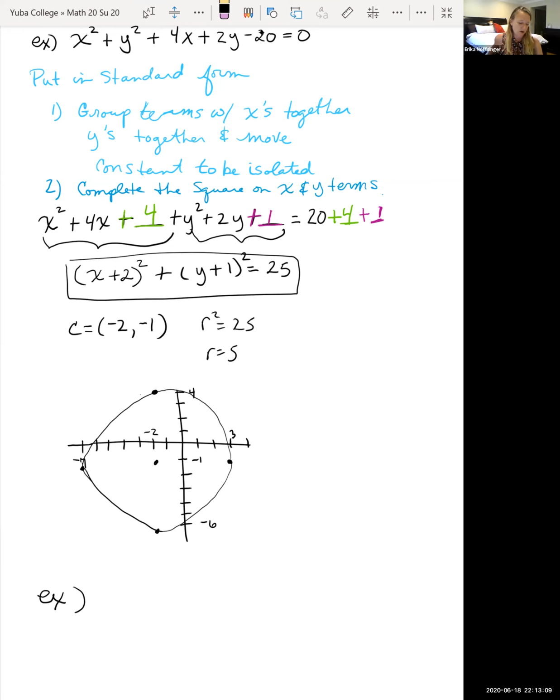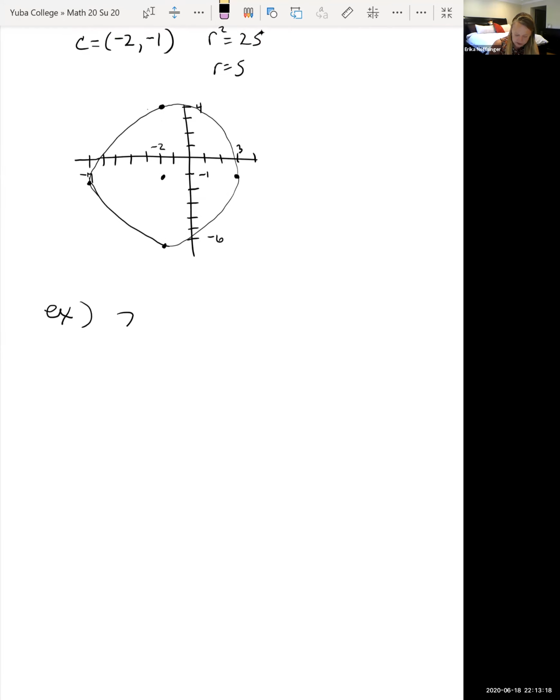Okay, let's try one more, and then we're doing good. We might be able to do this and get through this chapter. So 2x squared plus 2y squared plus 8x plus 7 is equal to 0.